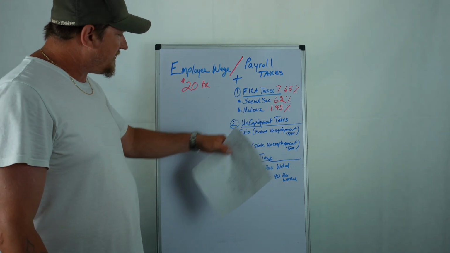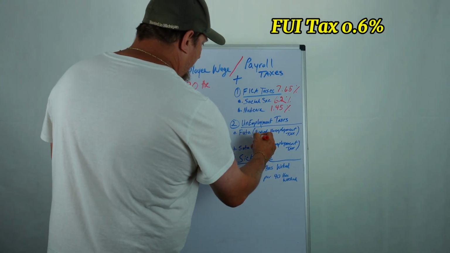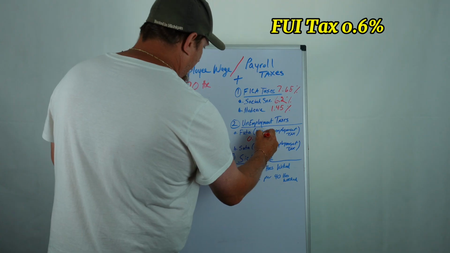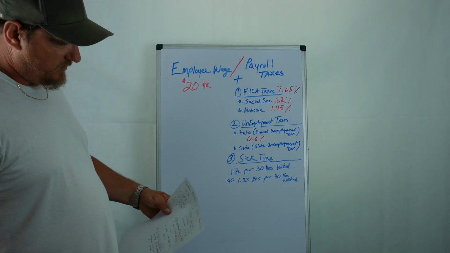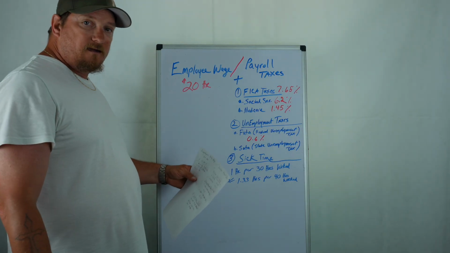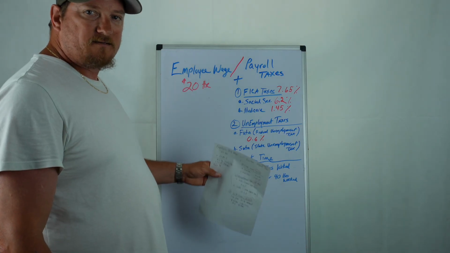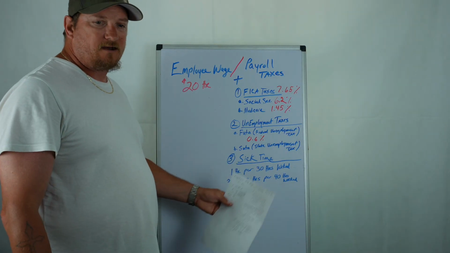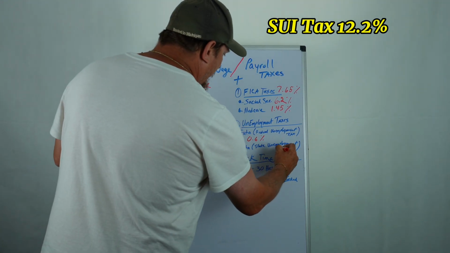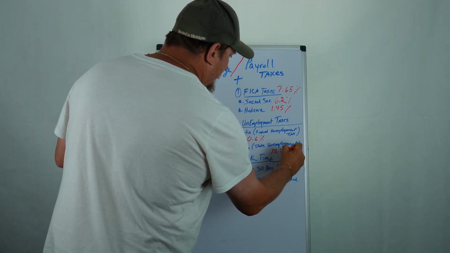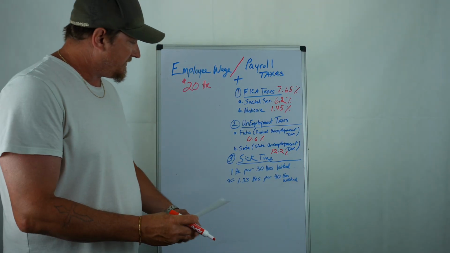Okay, second is your unemployment taxes. For federal unemployment tax, that comes to 0.6%. State unemployment tax, that's a range depending on where you're at in your company. Goes as low as 2.7% all the way up to 12.2%. For us, we're paying 12.2% for state unemployment tax here for Michigan and our company.